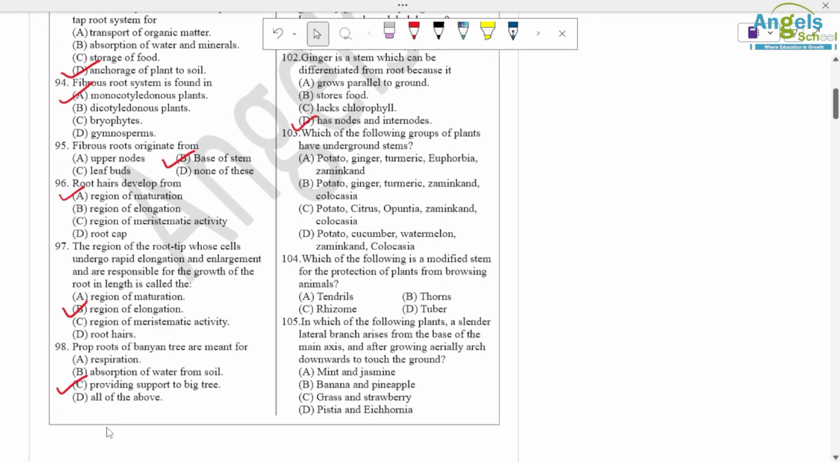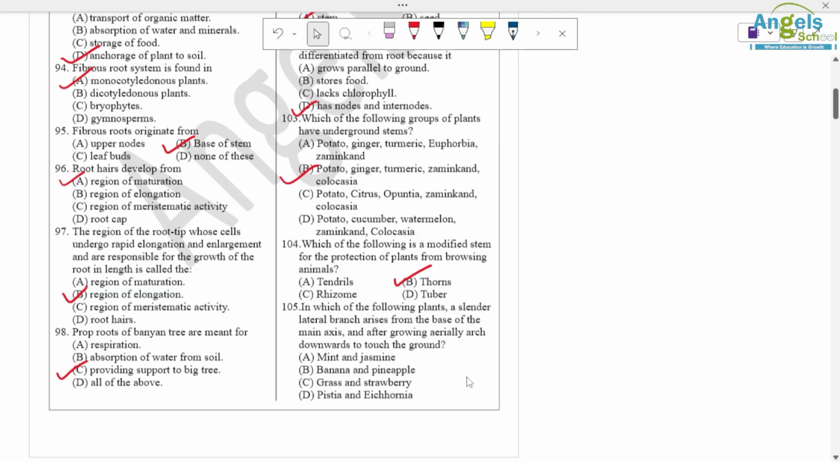Which of the following group of the plant have underground stem? Okay, so option B, potato, ginger, turmeric, zaminkand, and colocasia are stems. Which of the following is modified stem for protection of plant from browsing animals? Okay, तो thorns are responsible. ना कांटे उग जाएंगे तो animals उसको खाएंगे नहीं.